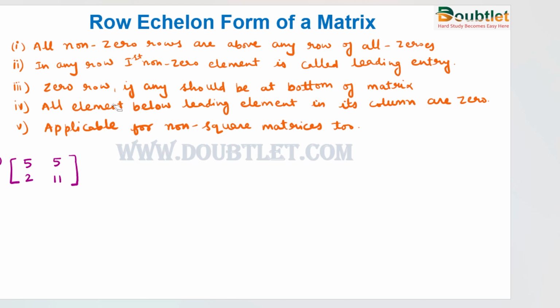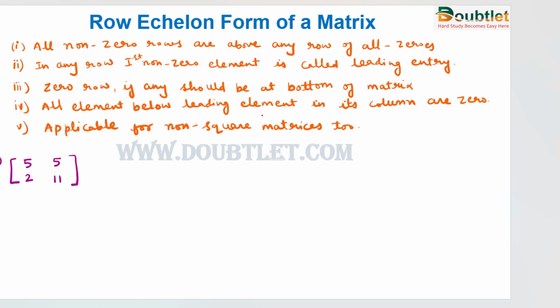The second condition: in any row, the first non-zero element is called the leading entry. Suppose this is the matrix. The leading entry is 5 here for the first row, and it should be non-zero. The third condition is that a 0 row, if any, should be at the bottom. We have already discussed this.